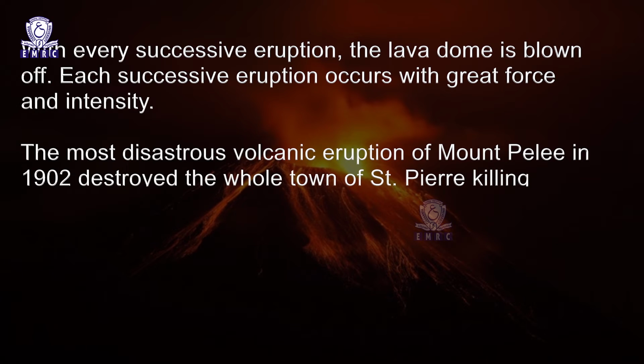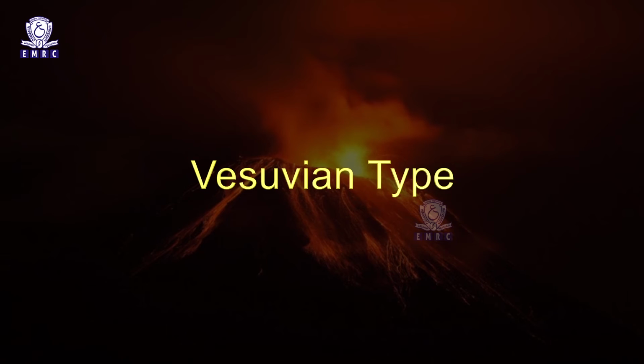The most disastrous volcanic eruption of Mount Pelee in 1902 destroyed the whole town of St. Pierre, killing 28,000 inhabitants. Krakatau volcano, located in the Sunda Strait between Java and Sumatra, is another example of the violent type of eruption of Pelian type.